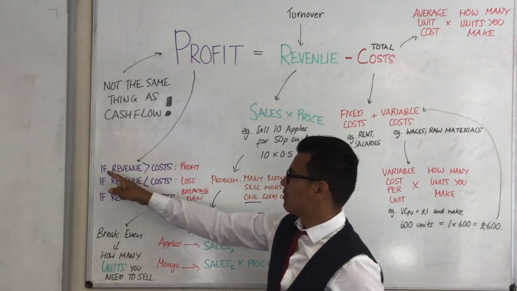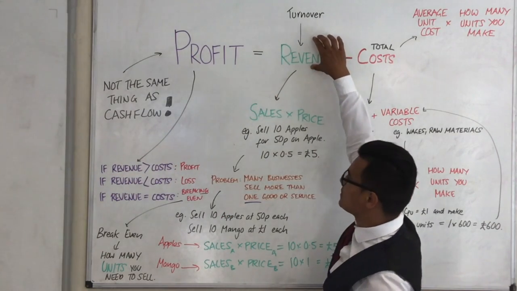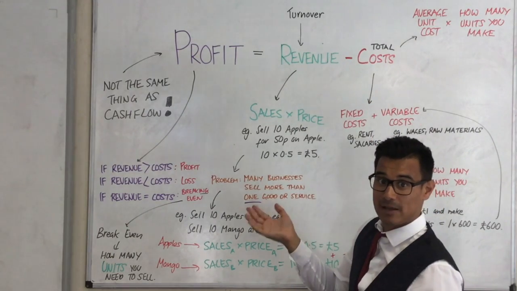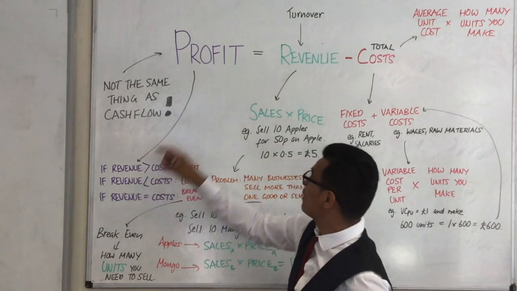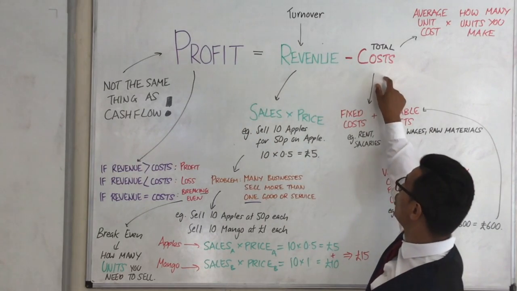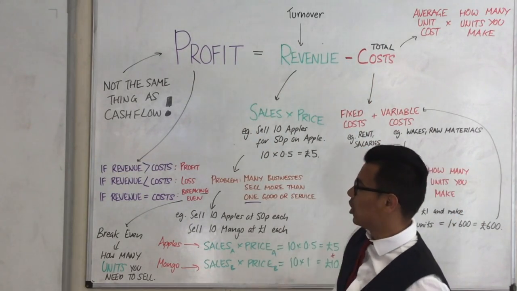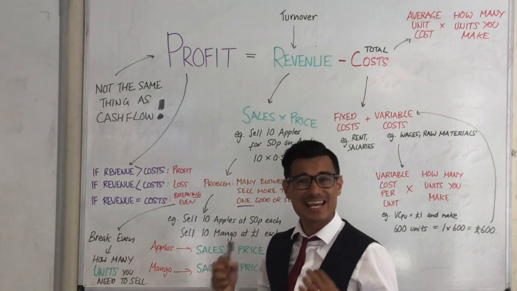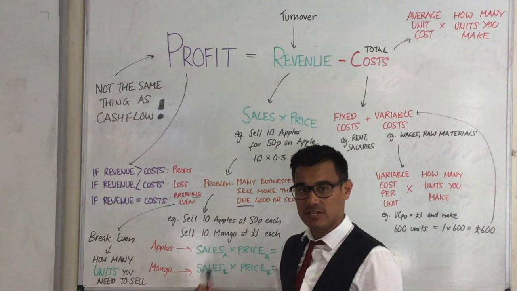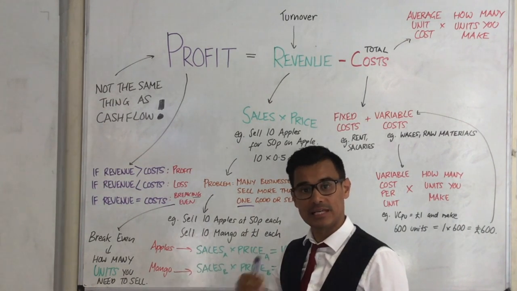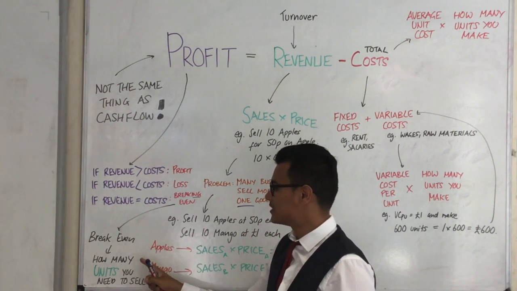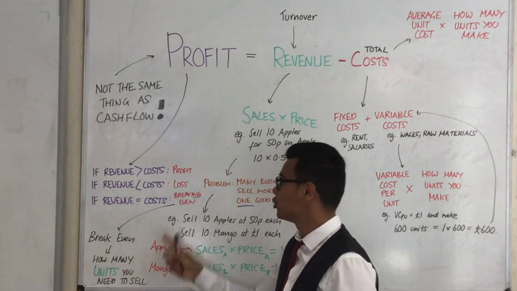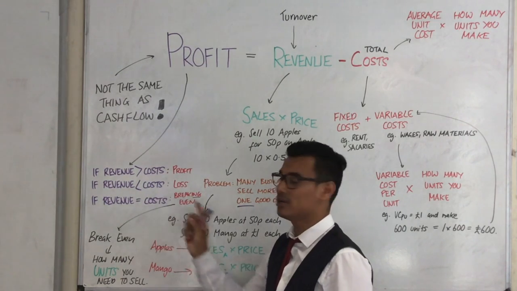Okay, so profit, here it is. If your revenue is bigger than your costs, clearly you made a profit. That's a good thing. If your revenue is smaller than your costs, so your cost is bigger, then you've made a loss. If your revenue equals your costs, then you are breaking even. Breaking even is different to break-even point, because break-even point is about how many units, how many things you need to sell to get to the point where your revenue equals your costs.